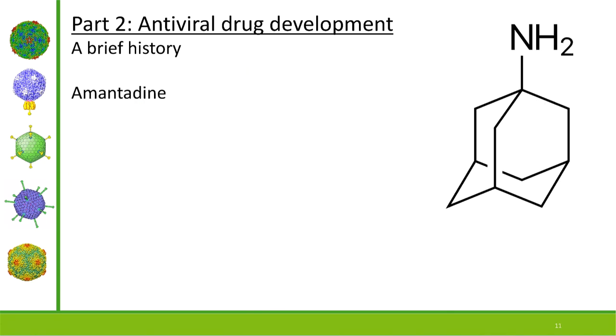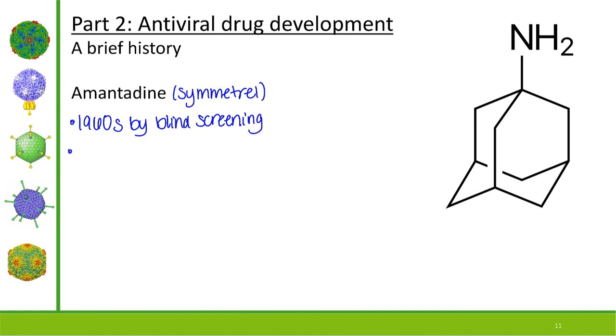We did have success for a particular antiviral, and that is Amantadine. So Amantadine is shown here on the right. Amantadine is also sometimes known as Symmetrel, and this was discovered in the 1960s by blind screening. And this was available for flu.